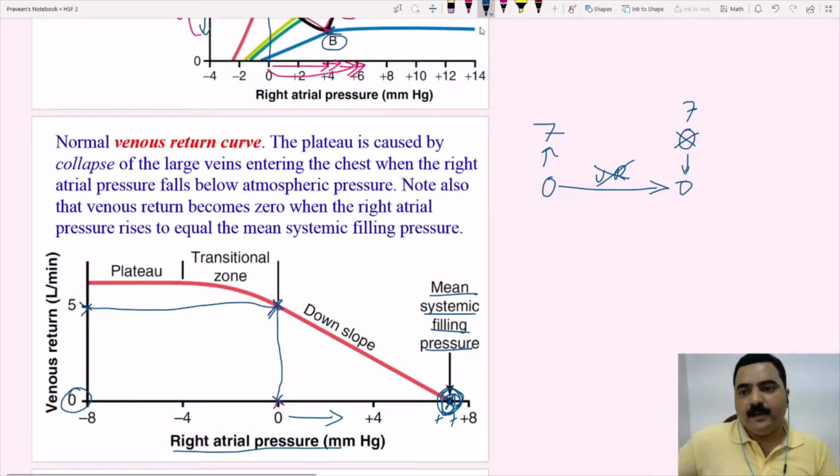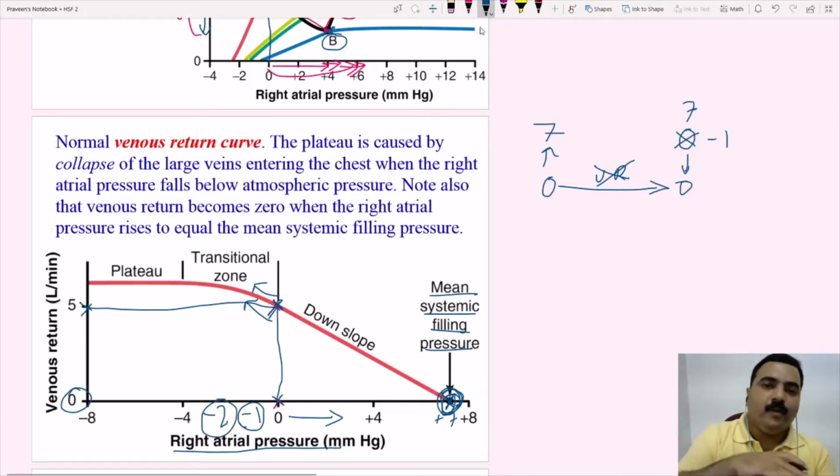But if you change 0 to, say, -1, there is more gradient, and what will happen? There will be more flow, because you are making it negative. You can see that if I make it -1, the venous return is increasing. But even though it is increasing, if you create a negative pressure of about -2, what will happen to the venous return? It goes into a plateau phase.